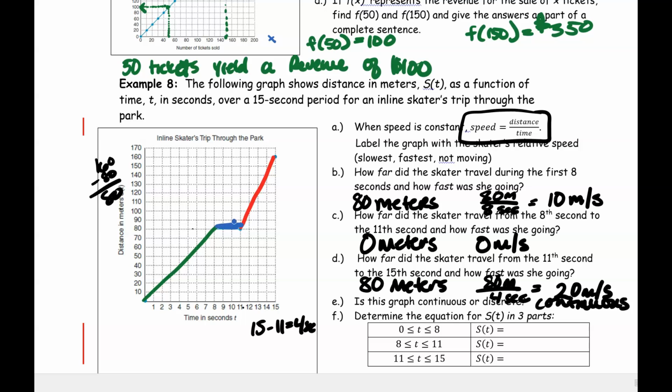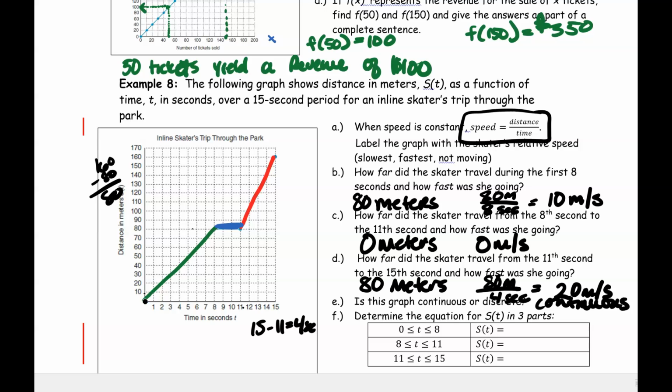So for this green part, this very first section, we're going to say, when t is between 0 and 8, what is the equation? So S of t. It looks like you can do this in a couple of different ways. One of the ways is to look at the slope and the y-intercept. So this has a y-intercept of 0, and then it looks like it's going up 80 over 8, or up 10 over 1. So it looks like the slope is 10 over 1.